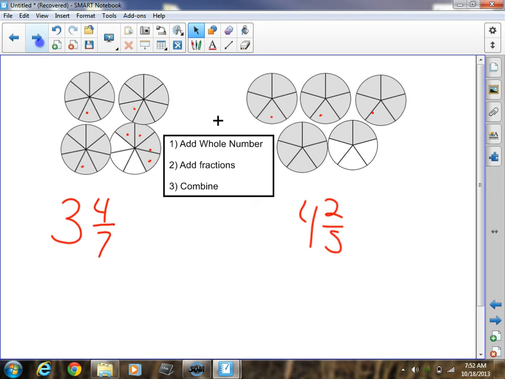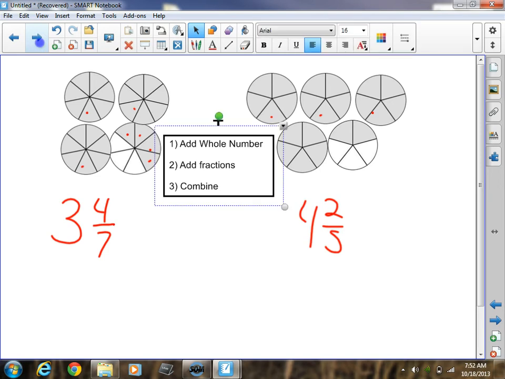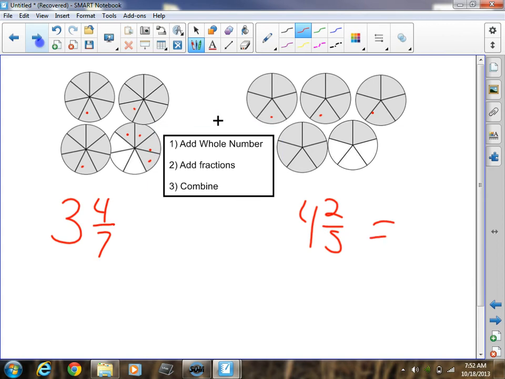But you can see this little box right here. Let's talk about this box. This box says, first of all, add the whole numbers. So let's do that first. I'll do it over here this time. So 3 plus 4, just like normal addition, is going to be 7. So there are 7 whole pies. You can count 1, 2, 3, 4, 5, 6, 7 whole pies.